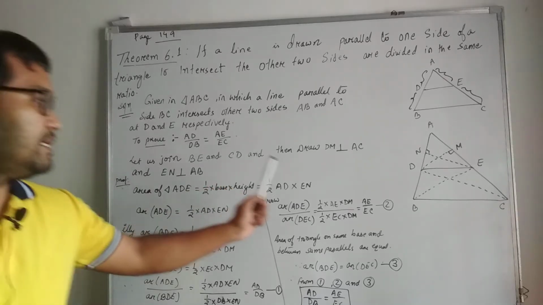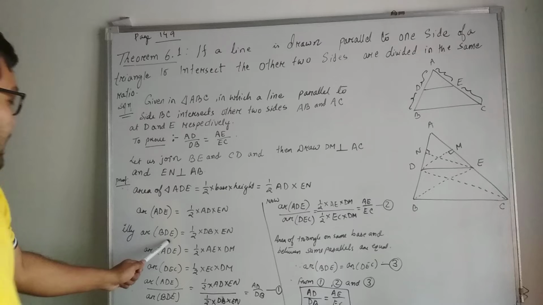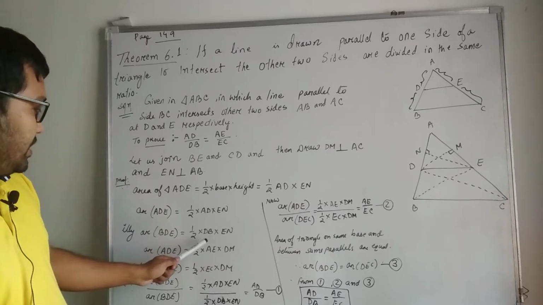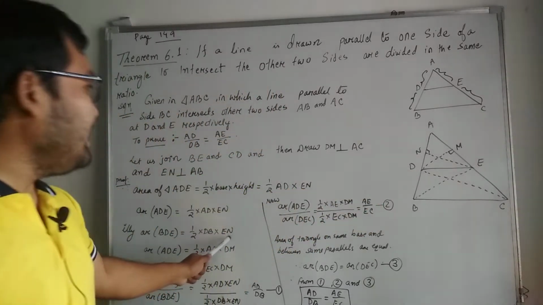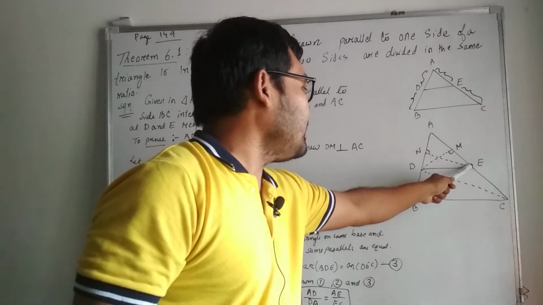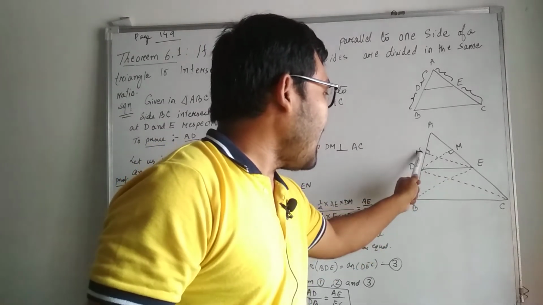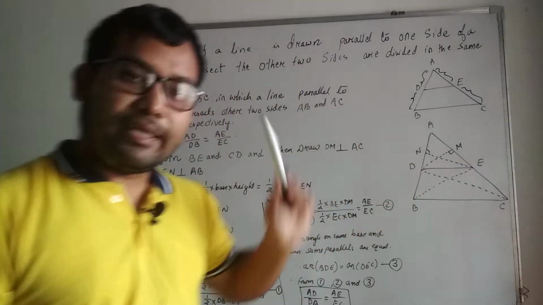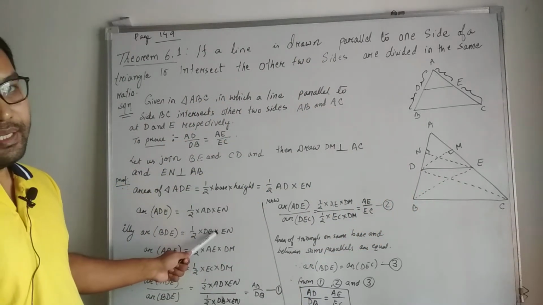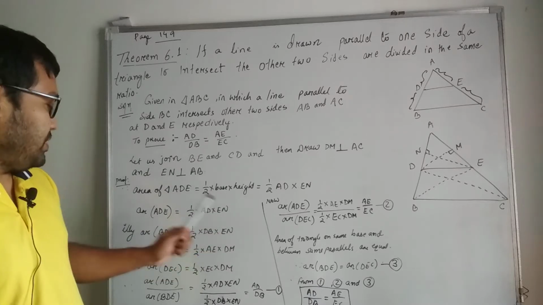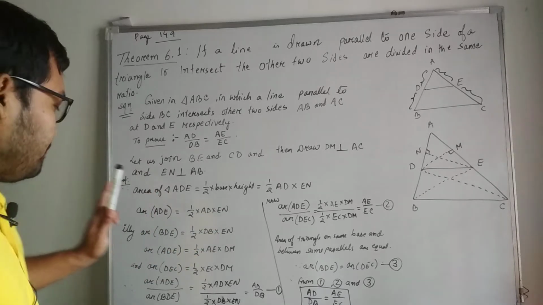Secondly, area of BDE is half into DB, where DB is the base and the height is EN. Here, in triangle DBE, if I take the height as the straight line, then EN is the perpendicular drawn. Therefore, this is the height of triangle BDE. Very simple.